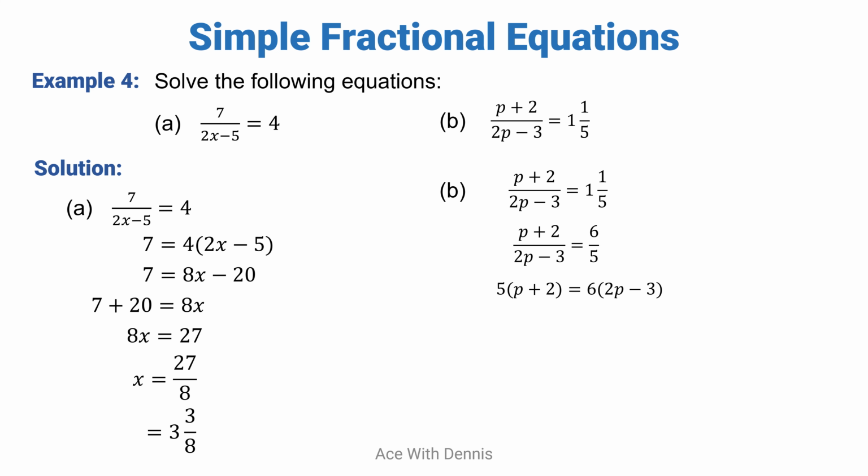Then we cross multiply. We get 5 times p plus 2 equals 6 times 2p minus 3. Expand the bracket, 5p plus 10 equals 12p minus 18. Then we move the p terms to the right hand side and the constant term to the left hand side. So we have 10 plus 18 equals 12p minus 5p, which is 7p equals 28. Hence p equals 14.